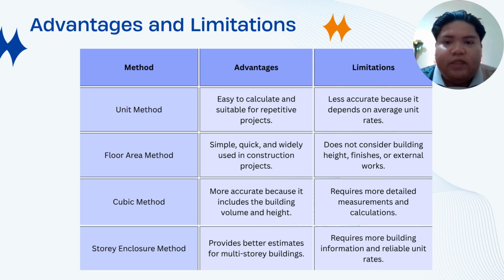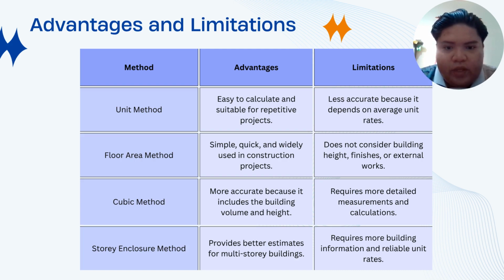Next, advantages and limitations. For unit method, the advantage is easy to calculate and suitable for repetitive projects. The limitation, less accurate because it depends on average unit rates. For floor area method, simple, quick, and widely used in construction projects. Limitation, does not consider building height, finishes, or external work.